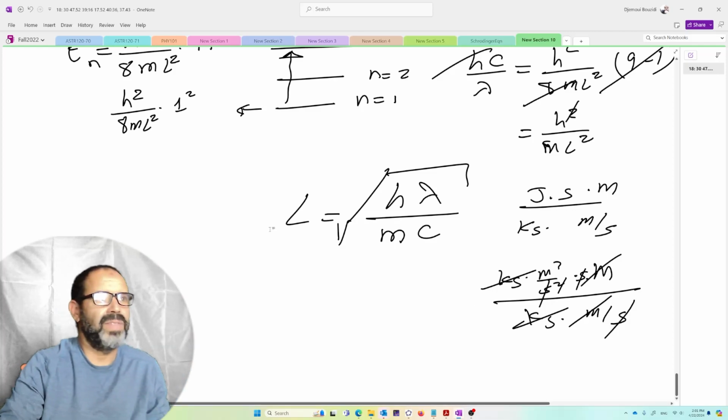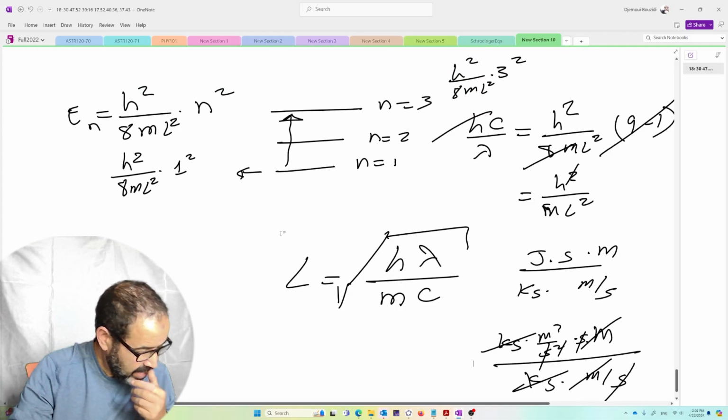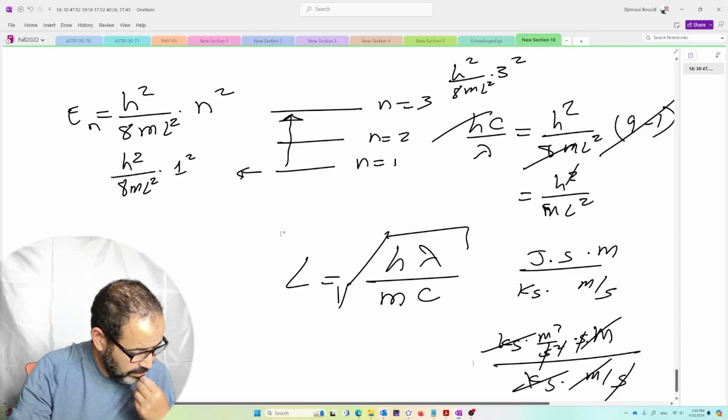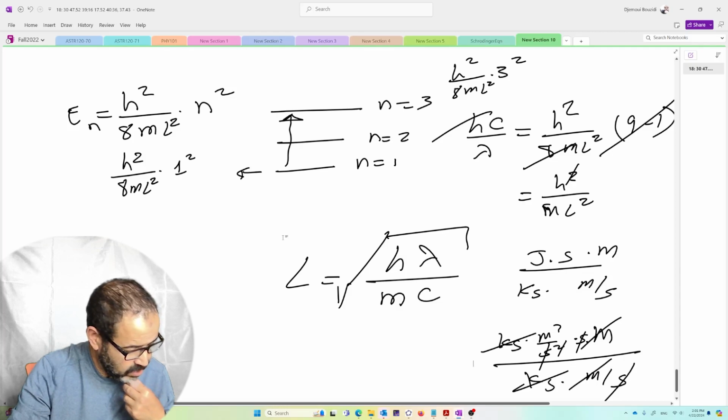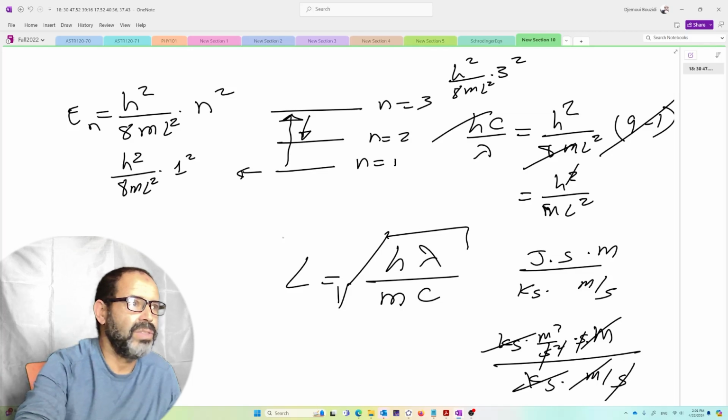Okay, so this is the value of the length of the box, and then they ask, find the length of the box, and then what is the wavelength lambda prime of the photon emitted when the electron makes a transition from n equals 3 down to n equals 2. So the electron now transitions back. Remember, this energy is less than this energy. As a matter of fact, we can find the transition.